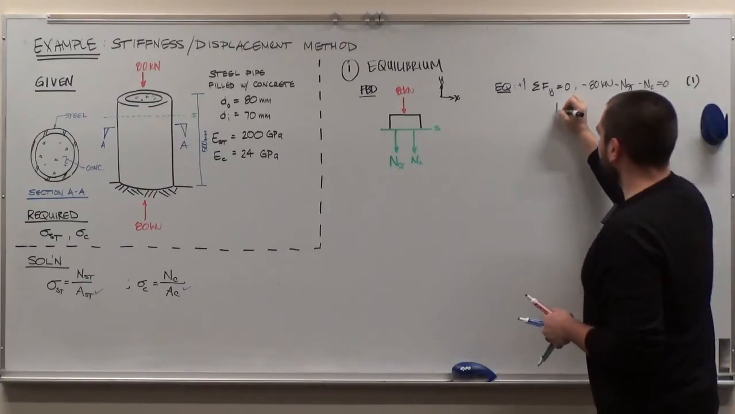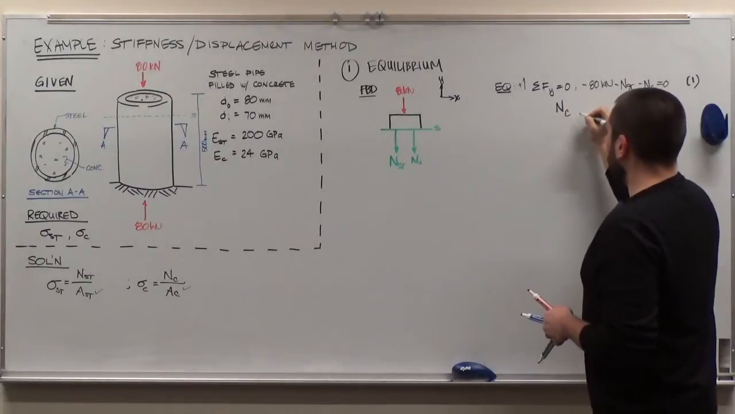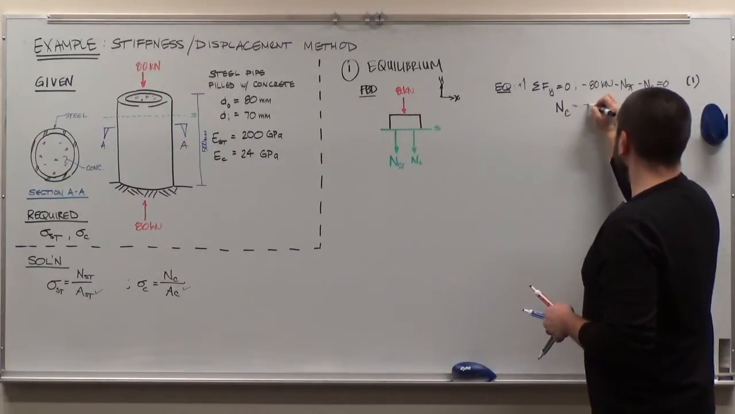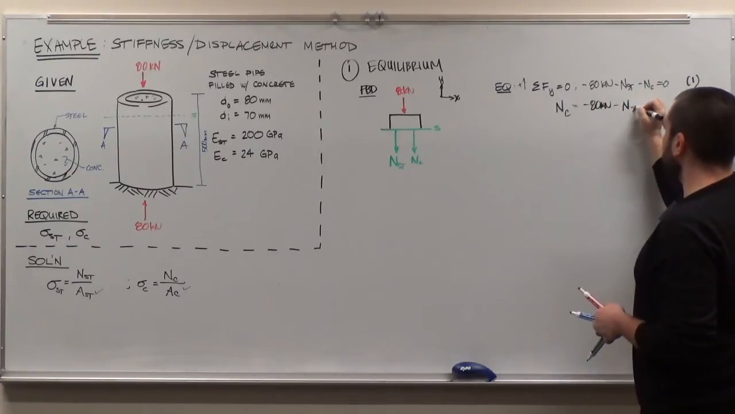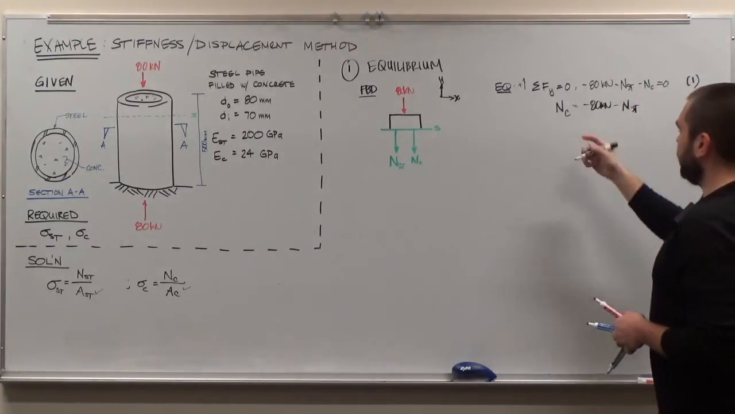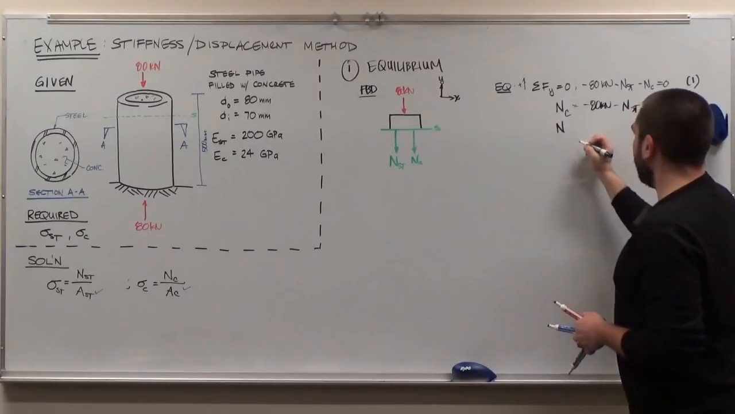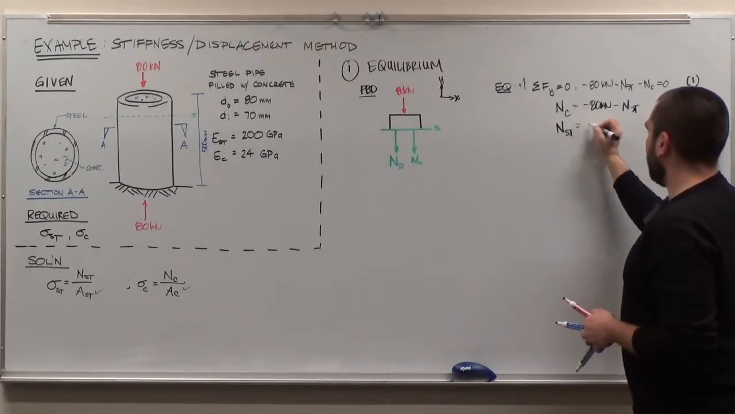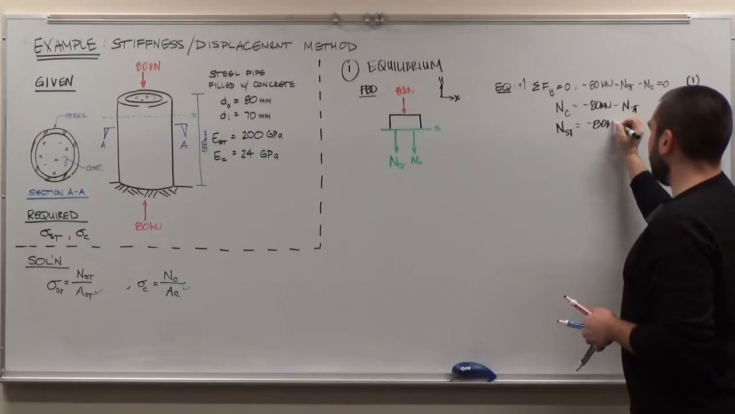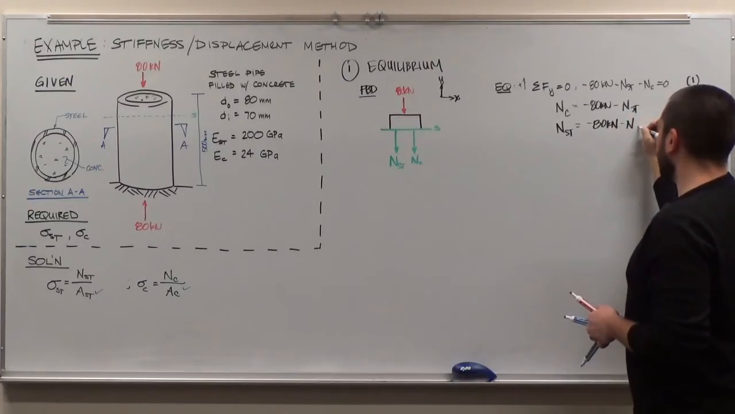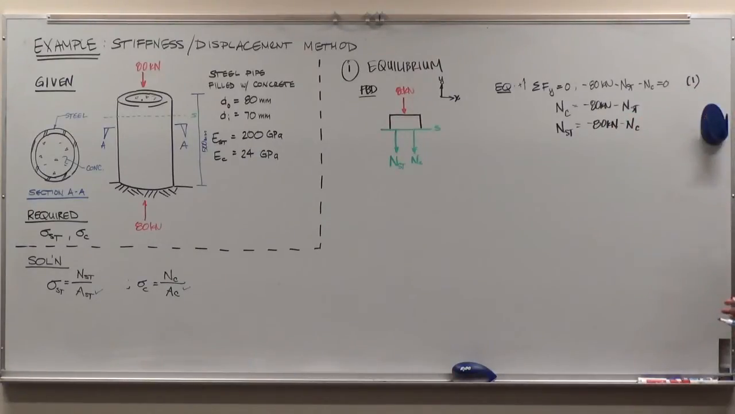So if I wanted to, I could rewrite this and I could say the normal force in the concrete is equal to negative 80 kilonewtons minus the normal force in the steel. Or I could switch it around and I could say the normal force in the steel is equal to negative 80 kilonewtons minus the normal force in the concrete. Either way would work just fine. And we're going to take this, we're going to combine it with our second equation that we get from the next step to solve for both of these unknowns simultaneously.